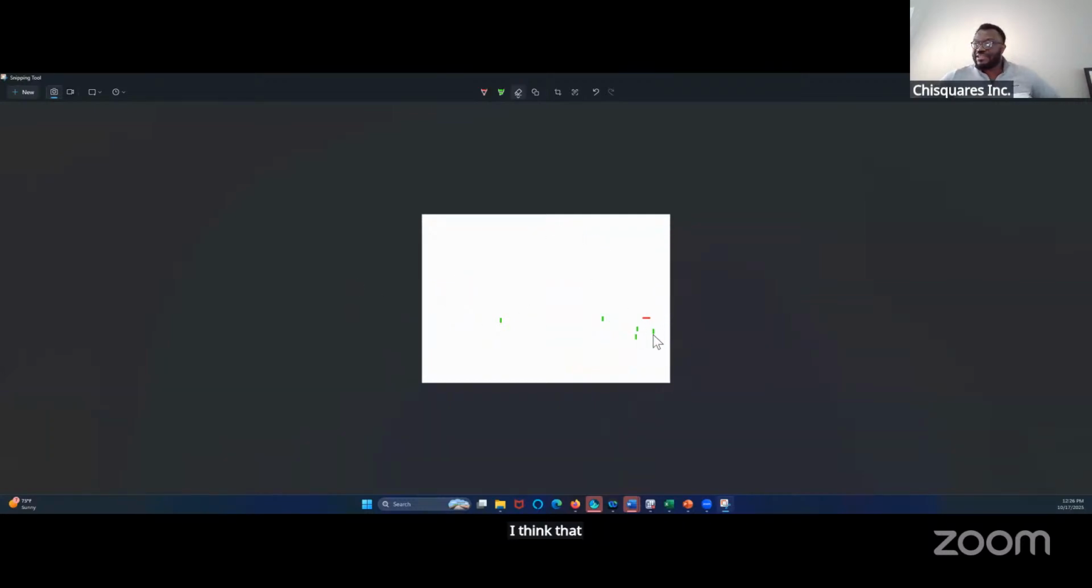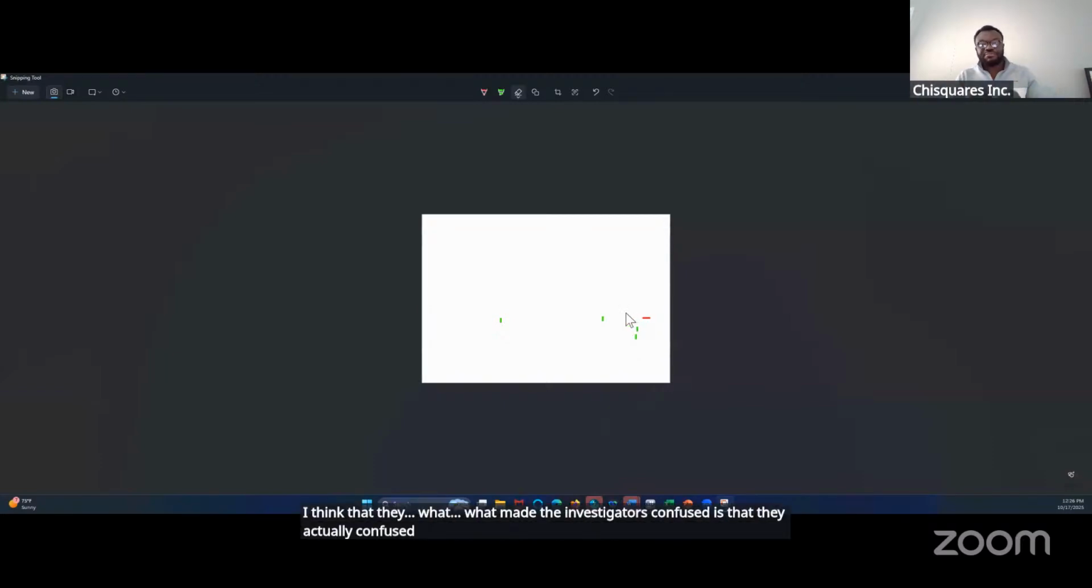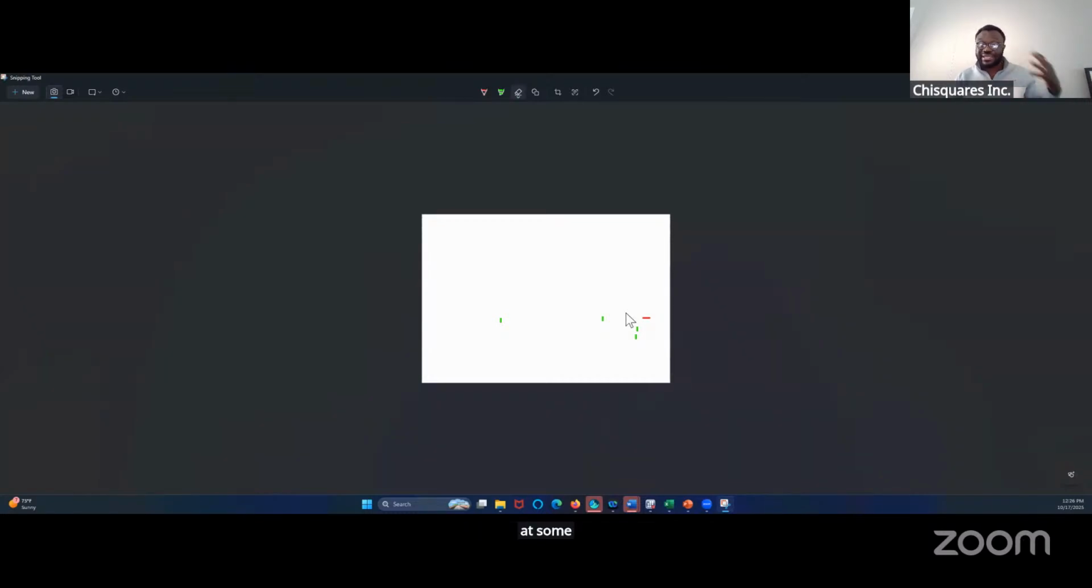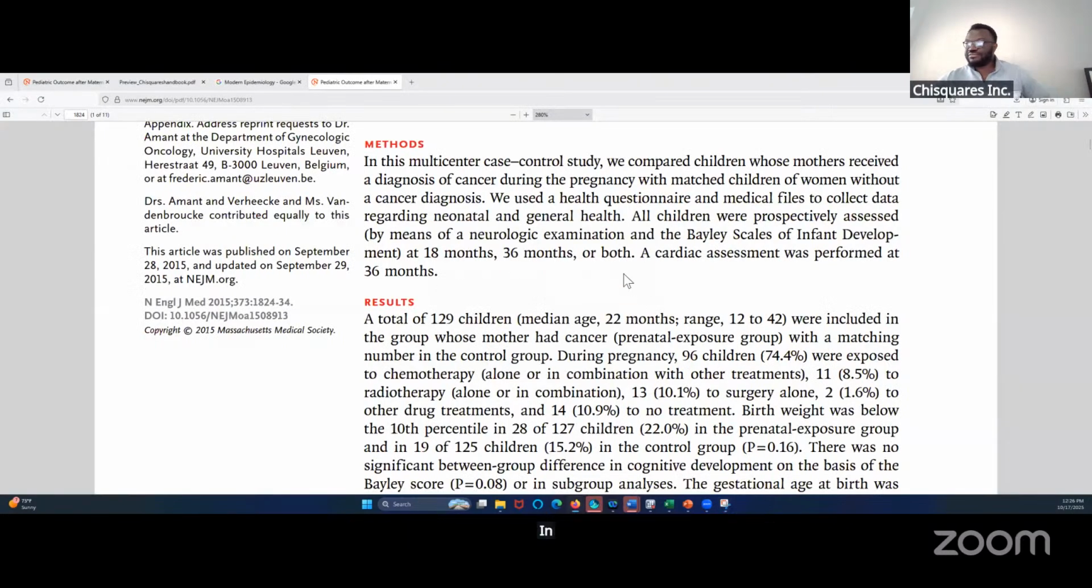I think that what made the investigators confused is that they actually confused what their study population was. At some point, they were imagining that their study population was the mothers, but that's not true. The study population was the children. So let's look at the elements of PICO and see how we can match each of them to that study. Who can tell us what the population of interest is in this study? What is the population? The babies. Why is it not the mothers?